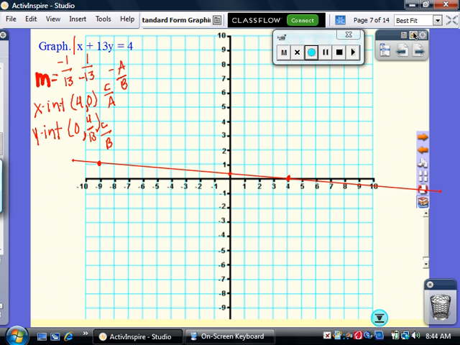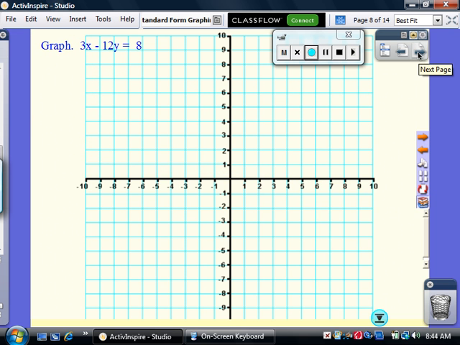Alright, I'm going to give you guys a chance to practice some of these. Let you do this one first. Find the slope, the x-intercept, and the y-intercept. Look at your formulas if you need help. In this case, A is 3, B is -12, and C is 8.